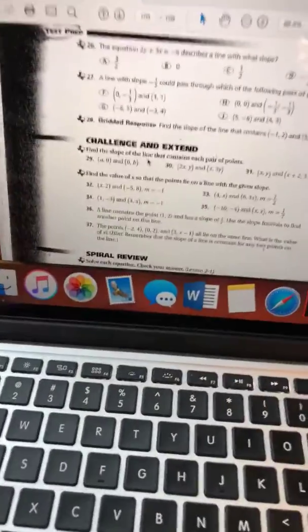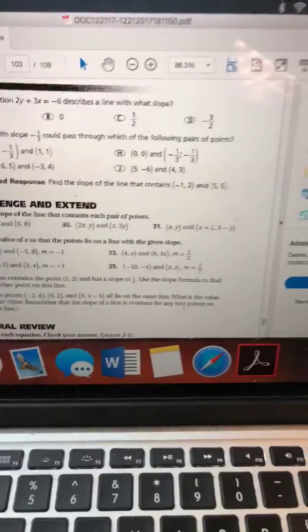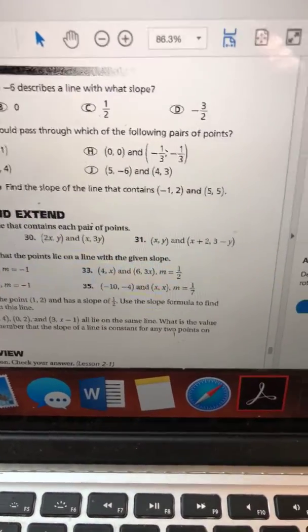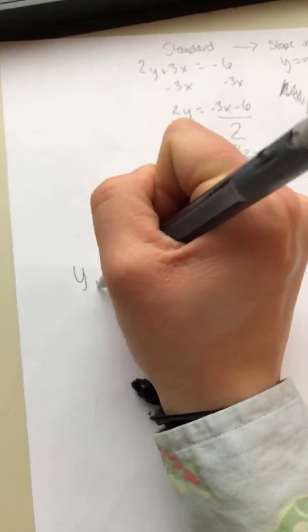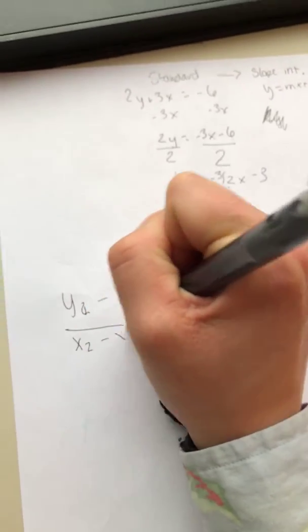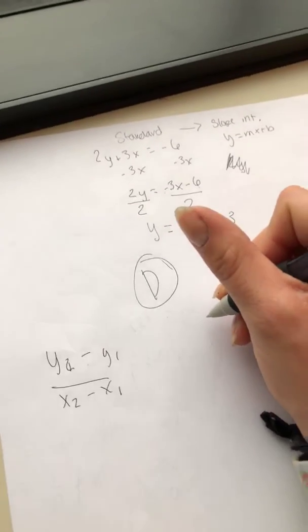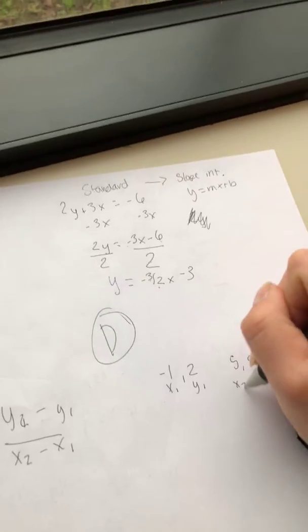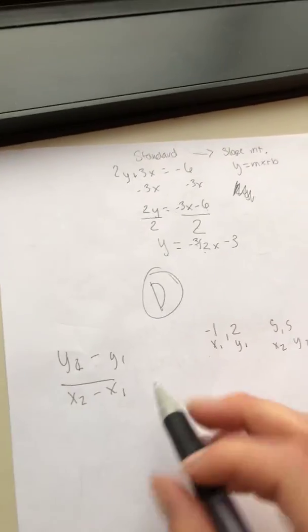Awesome. Now I'm going to move on to 28. 28 asks me for the slope of the line that contains negative 1, 2 and 5, 5. So I know that that's y2 minus y1 over x2 minus x1. I have my negative 1, 2. This is my x1, this is my y1. And then I have my 5, 5. This is my x2, this is my y2. So I'm going to plug it into the equation.